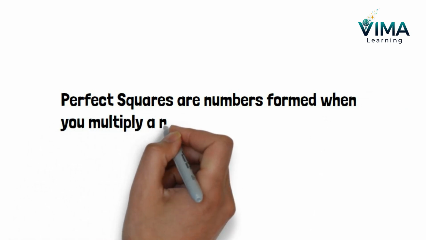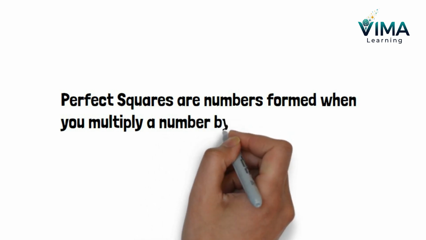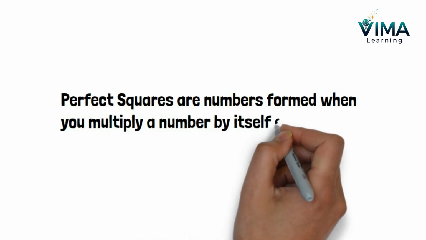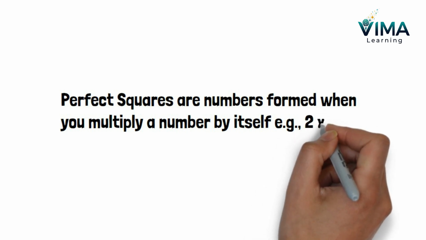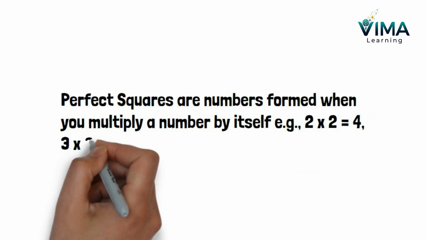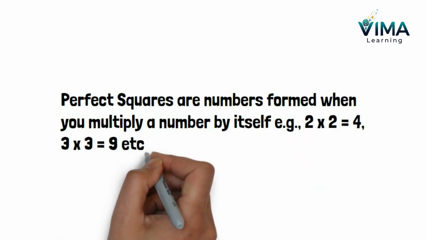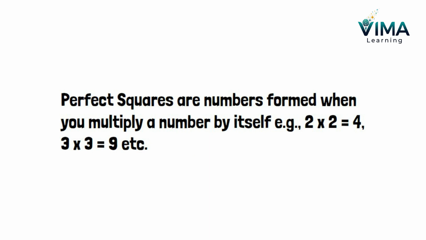Now we know perfect squares are numbers that are formed when we multiply a number by itself. For example, if you multiply 2 by 2, you will get 4. Multiply 3 by 3, you get 9. So any number that is not a perfect square and is also in its square root form can be an example of surds. So now let's tackle the question on the screen.